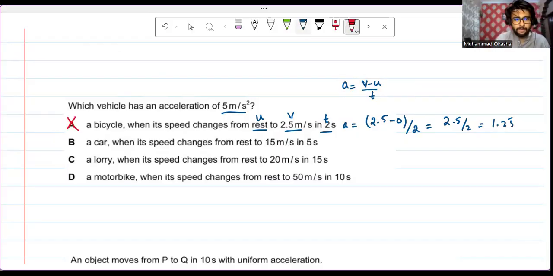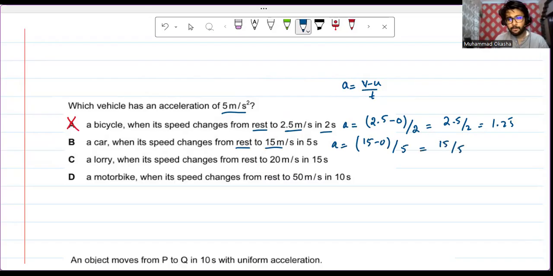A car, when it changes its speed from rest, which means the initial velocity is 0, right? And final velocity is 15. So 15 minus 0, final minus initial, divided by 5, which is going to be 15 divided by 5, which is going to be 3 meters per second square, which is definitely not it. We're looking for 5. So I'm going to cross out B as well.